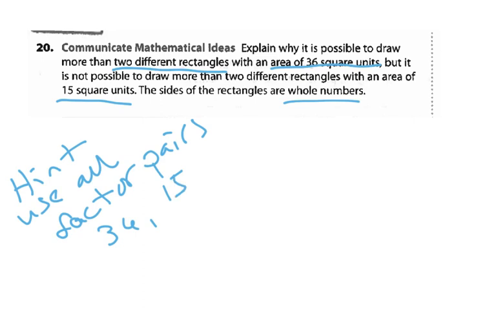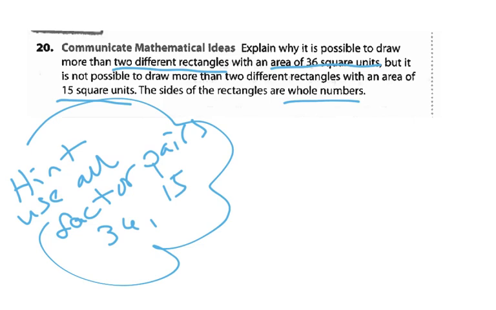This is very much like that first one where, you know, we had the area with 12 units and then the next problem was like the stamps with 32. Same thing. Okay, so you need to think about your number 36 and 15 and why 36 would have more than 2 possible rectangles and 15 would only have 2. Okay, so there's your hint. So you're going to pause the video and do number 20.